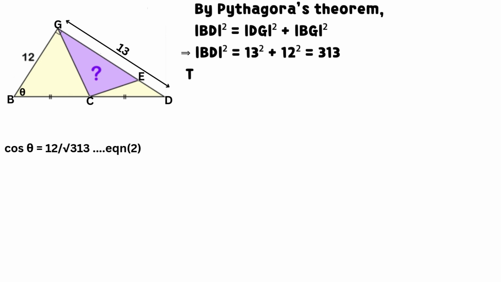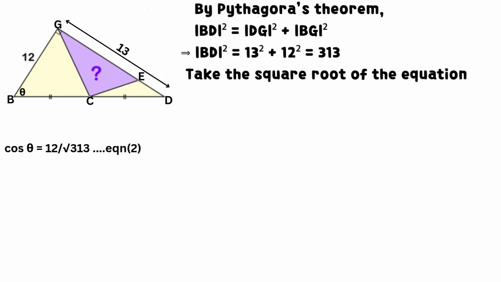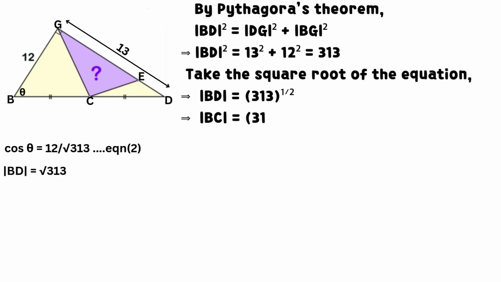By Pythagoras' theorem, the square of line BD equals the sum of the square of line DG and the square of line BG. Substitute values. We have that the square of line BD equals the sum of the square of 13 and the square of 12, which equals 313. Take the square root of the equation. It implies that line BD equals the square root of 313.